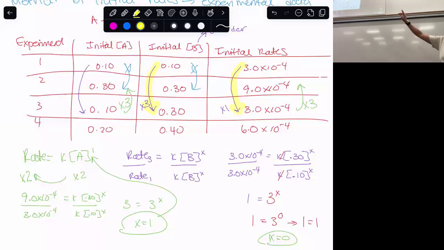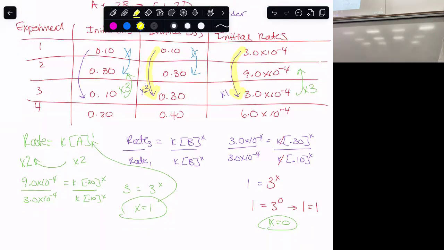Okay? Now for A, we said we went from 0.1 to 0.3, that's times 3. Your rate changed in the same magnitude. So that would be a 1, first order.